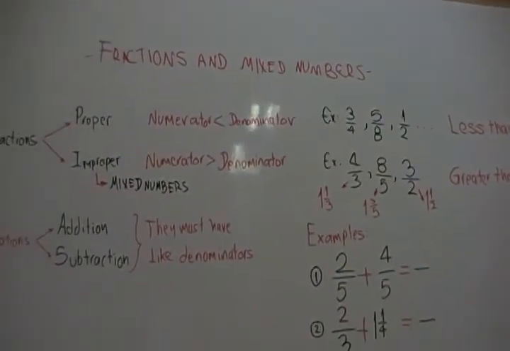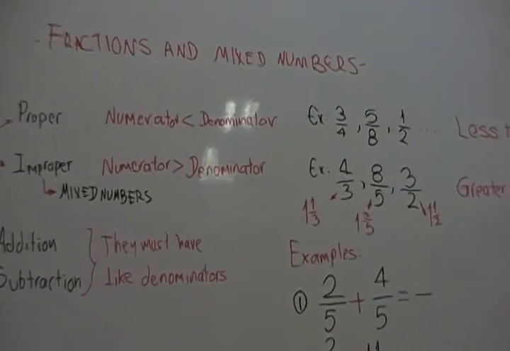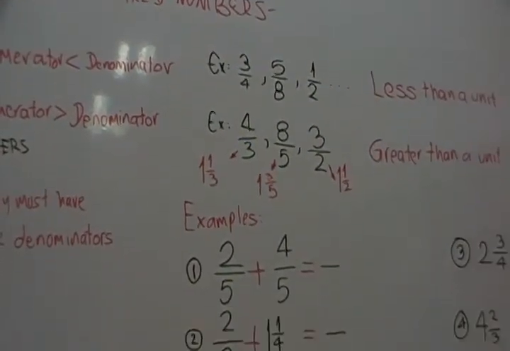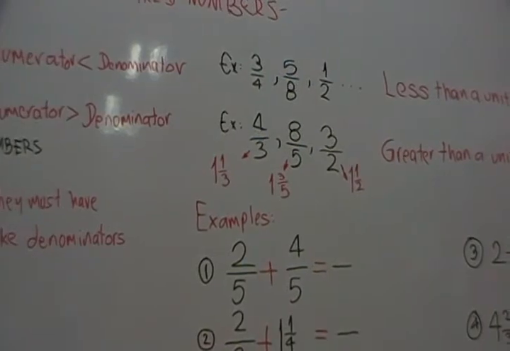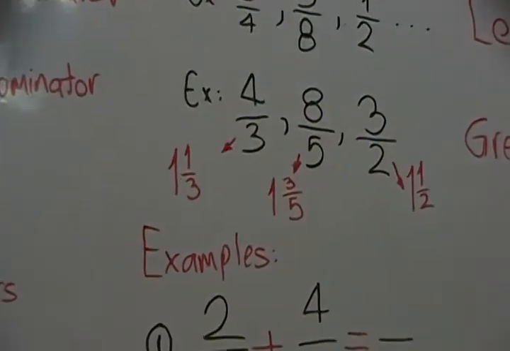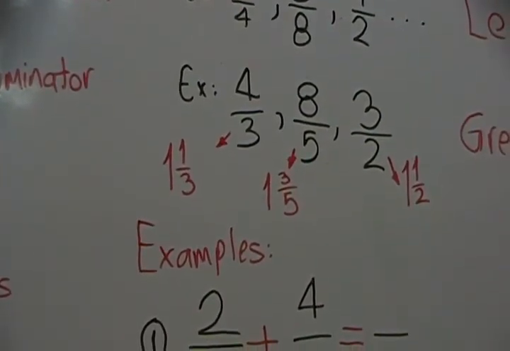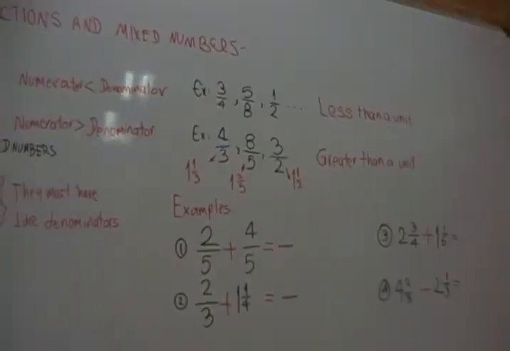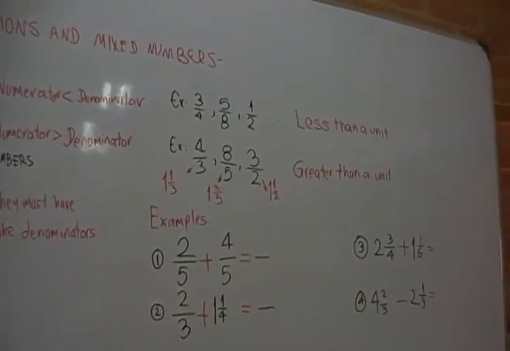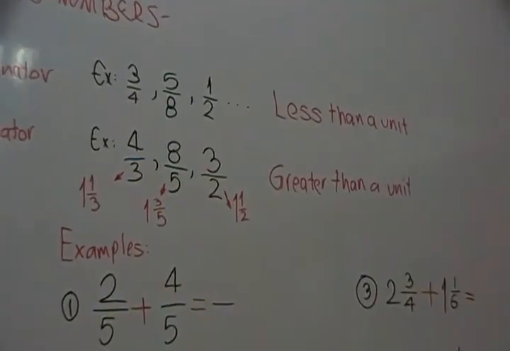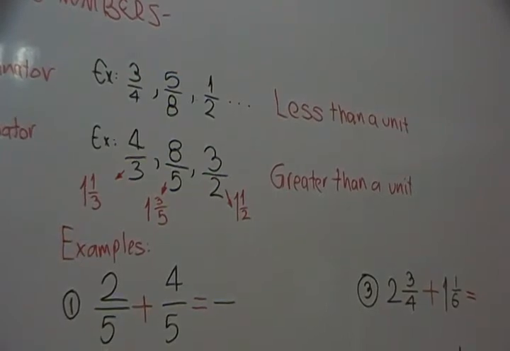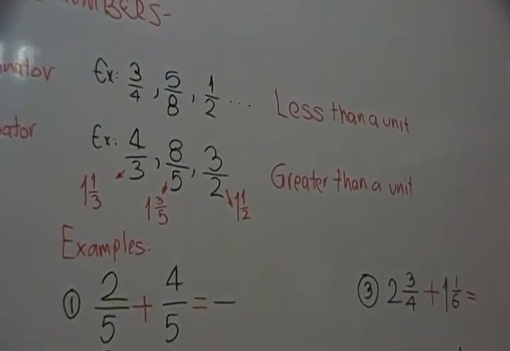etc. For improper fractions, the numerator is greater than the denominator. So for example, 4/3, 8/5, and 3/2. They can be converted into mixed numbers, as we can see here: 1 and 1/3, 1 and 3/5, 1 and 1/2. So proper fractions are fractions less than a complete unit. Improper fractions or mixed numbers can be written as a mixed number greater than a unit.